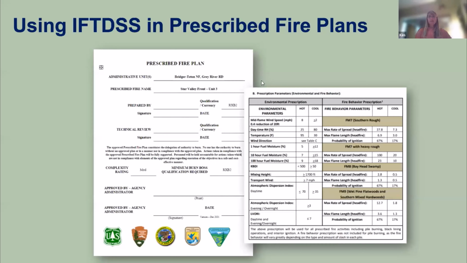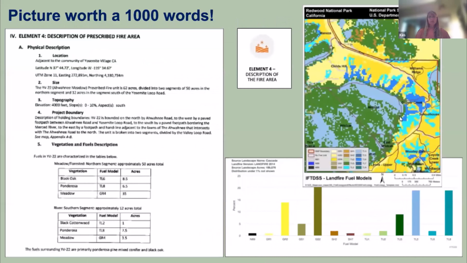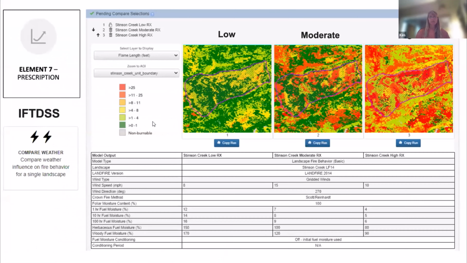Okay, so for prescribed fire planning, I'm just going to run through a quick example here of using this in prescribed fire plans. Again, that picture worth 1,000 words. If you're taking a summary report and looking at your fuel models, you could put that into your burn plan, and rather than having a bunch of text, we can throw a picture in. And to me, as a reader of a burn plan, that is enormously helpful to be able to see the images there and the breakdown versus trying to synthesize it through a chart or a table.